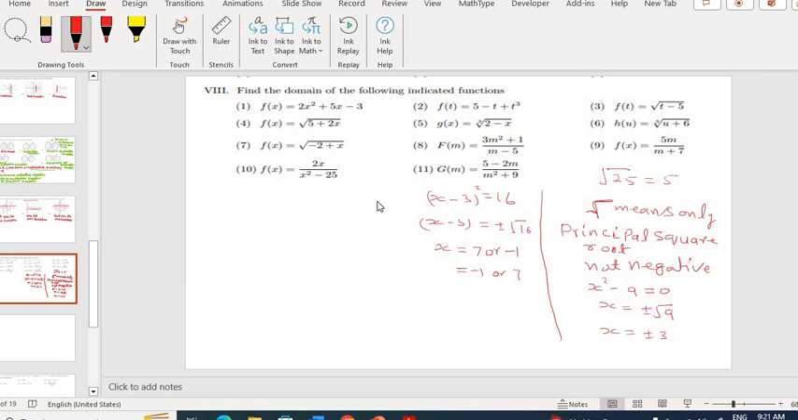The domain of a function is the set of all values that we are allowed to plug into our functions. So what is a function? This is a function. So I'm going to need the domain of this one.